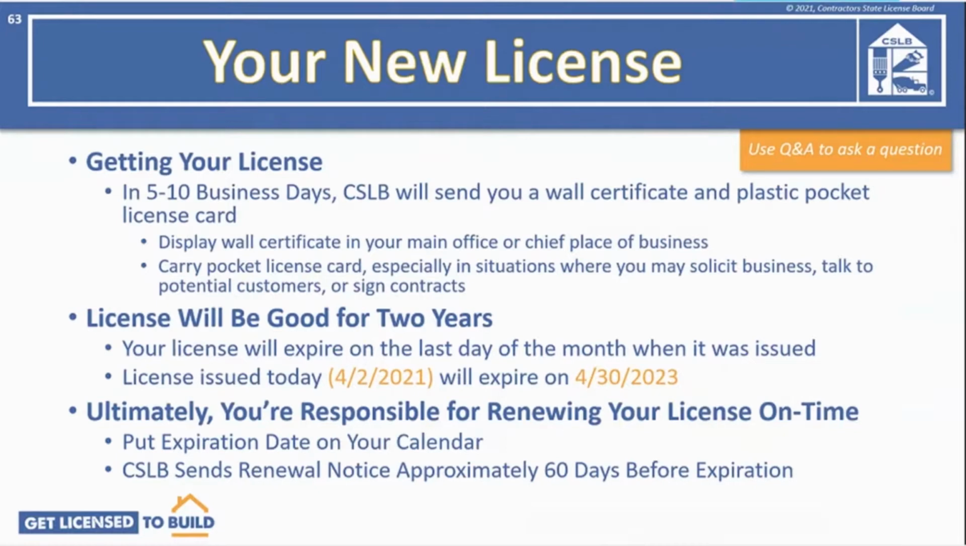Your license will be good for 2 years. It will expire on the last day of the month when it was issued. For example, a license issued today, April 2nd, 2021, will expire on April 30th, 2023. Be sure to put that expiration date on your calendar, in your phone, anywhere you need so you won't forget it. CSLB will send you a renewal notice in the mail approximately 60 days before it expires, but ultimately it is your responsibility to renew your license on time.